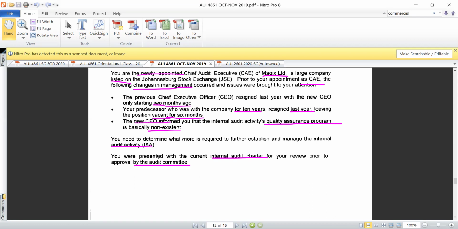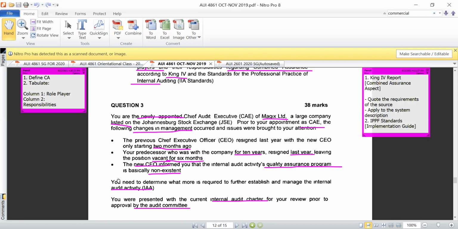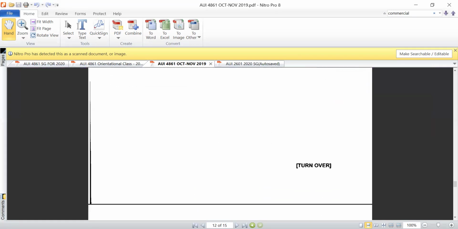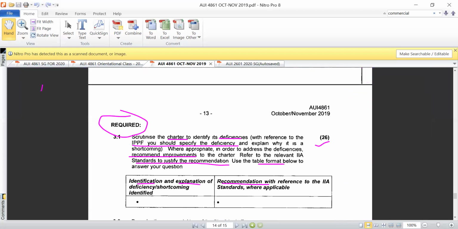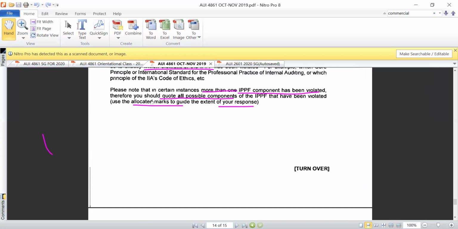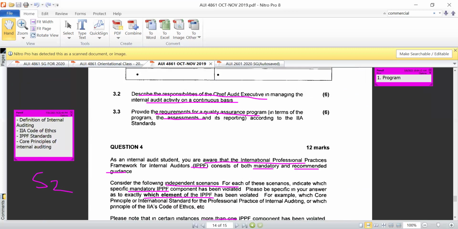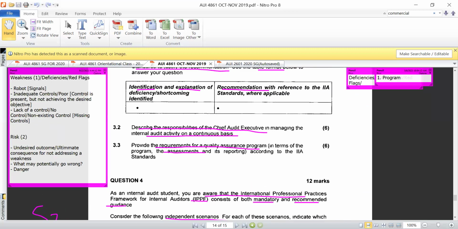So already, by just reading what we are reading now, we can pick up some problem areas, or should I say information of value that helps us to address the required part. Now it's also beginning to make sense to me. Besides the charter that they've asked about, it's beginning to make sense why they are asking you to describe the responsibility of the chief audit executive in managing the internal audit activity on a continuous basis. It makes sense now because look at the shuffle in prescribed officers that have taken place.